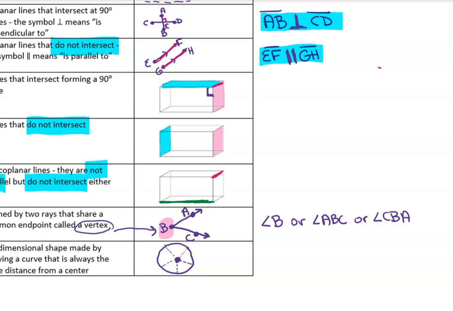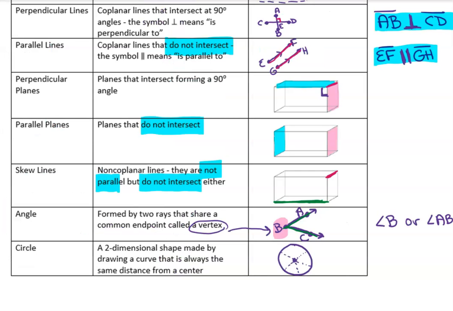Or you could say angle ABC, because the angle can start at A, go through B, and then come out through C. Or it could go backwards. You could call it CBA because it could start at C, go towards B, and come out at A. Either way.